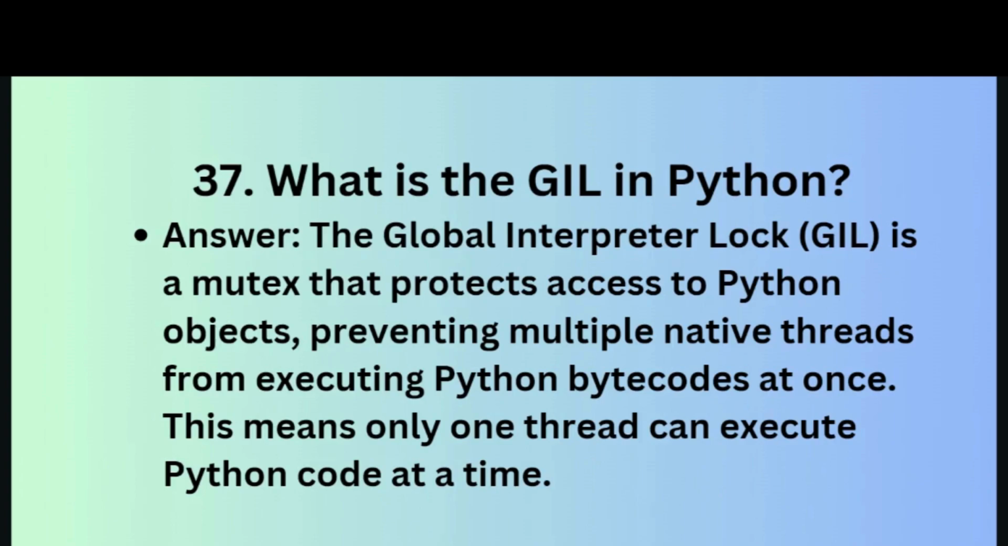What is GIL in Python? GIL, Global Interpreter Lock, is a mutex that protects access to Python objects, preventing multiple native threads from executing Python bytecodes at once. This means only one thread can execute Python code at a time.